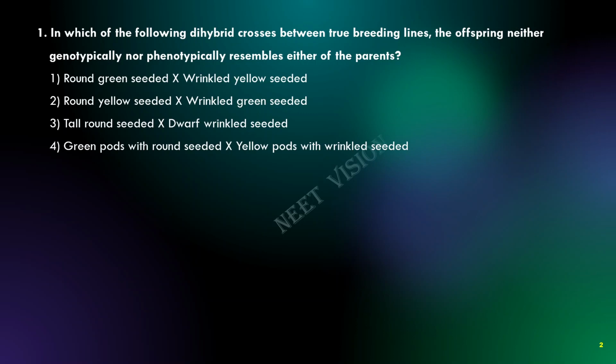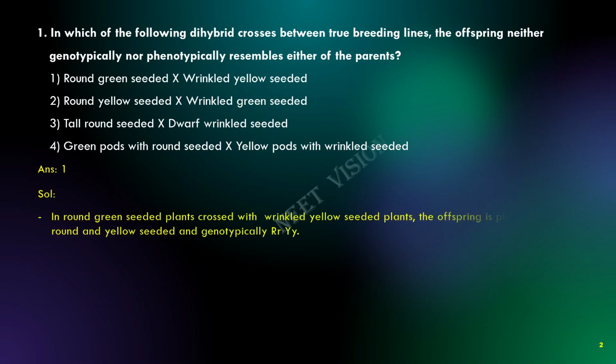Let us examine the answers. Answer 1, so answer 1 must be the correct one. Let us see the explanation for all this. In round green seeded plants crossed with wrinkled yellow seeded plants, the offspring is phenotypically round and yellow, as I said earlier, and genotypically capital R small r, capital Y small y. So genotypically it is different, phenotypically also it is different.